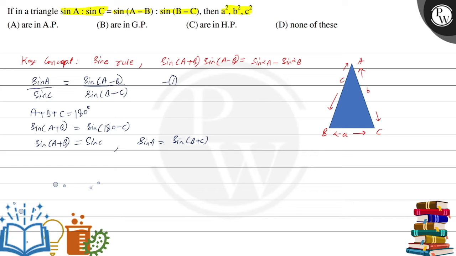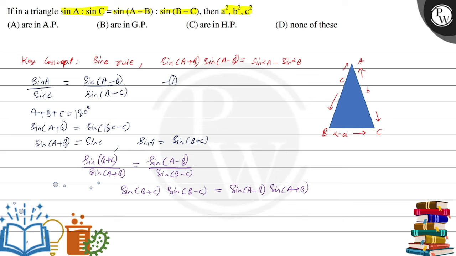We can substitute the value of sine A equal to sine B plus C in equation 1, so that gives us sine B plus C, and in the denominator sine C can be replaced by sine A plus B, and that will be equal to sine A minus B. In the denominator we will have sine B minus C. Now if we cross multiply these two, what we get is sine B plus C into sine B minus C, and that will be equal to sine A minus B into sine A plus B.